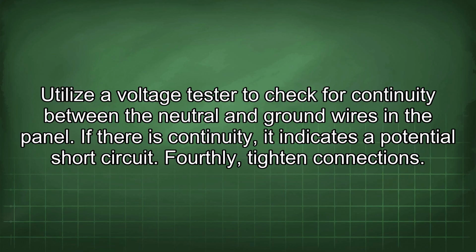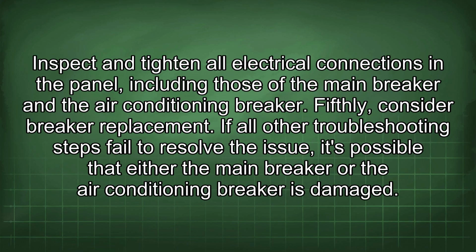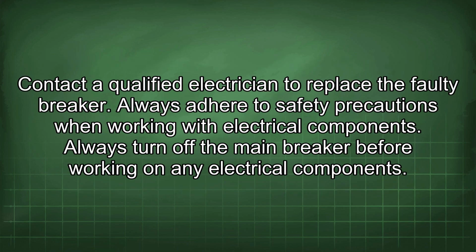Fourthly, tighten connections. Inspect and tighten all electrical connections in the panel, including those of the main breaker and the air conditioning breaker. Fifthly, consider breaker replacement. If all other troubleshooting steps fail to resolve the issue, it's possible that either the main breaker or the air conditioning breaker is damaged. Contact a qualified electrician to replace the faulty breaker.